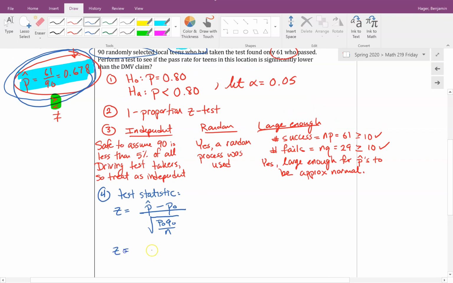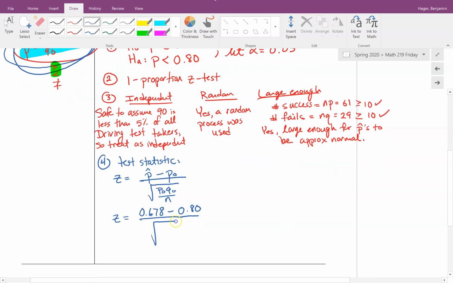So what we found from our sample was 0.678, that proportion of people passed the test. The claim is that 80% of people passed, so 0.80. And the standard deviation based on that claim would be 0.80 times 0.20, since 80% pass and 20% don't pass, divided by the sample size of 90. And if I put that in the calculator, I get negative 2.89.